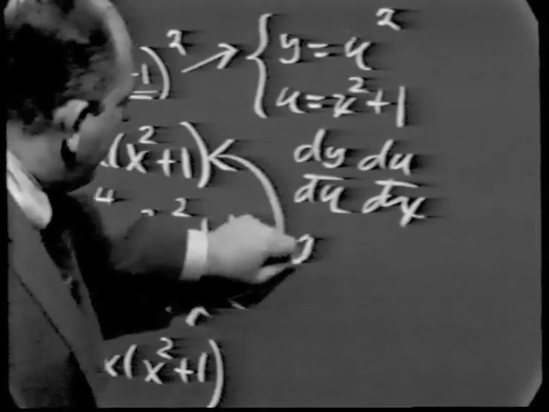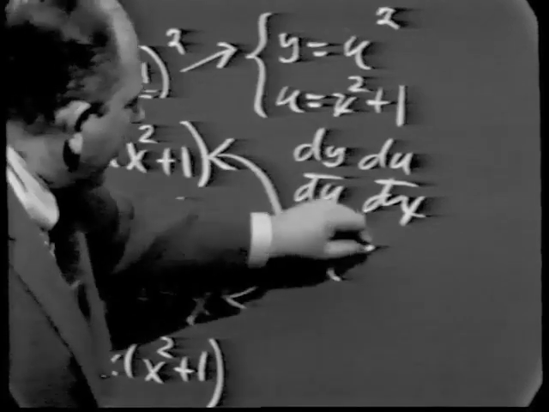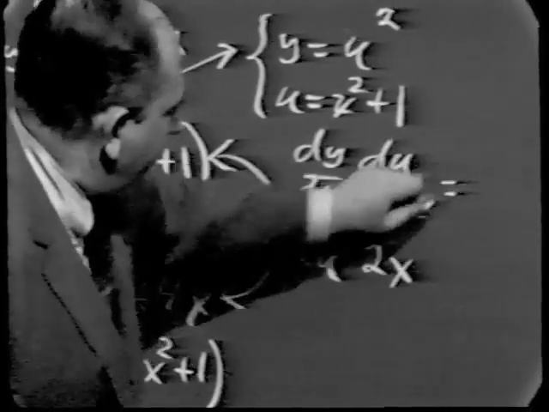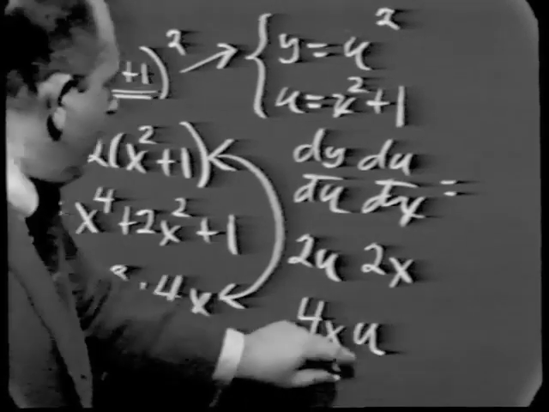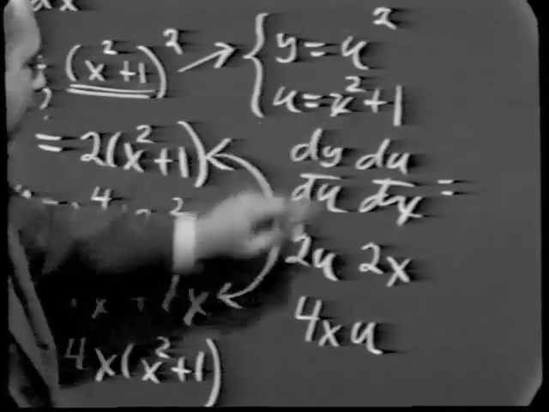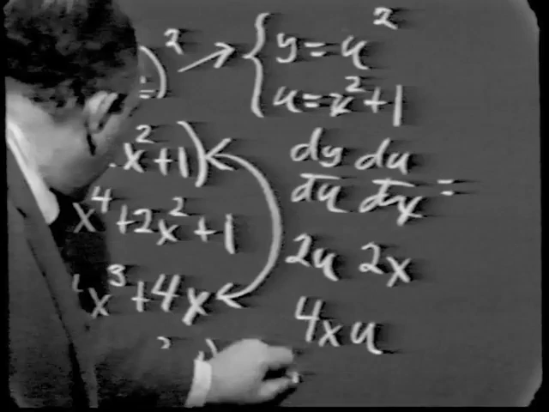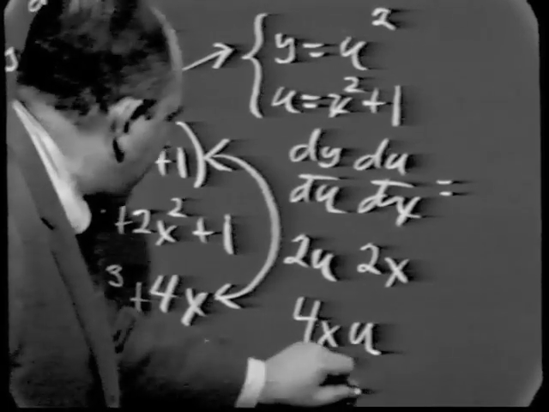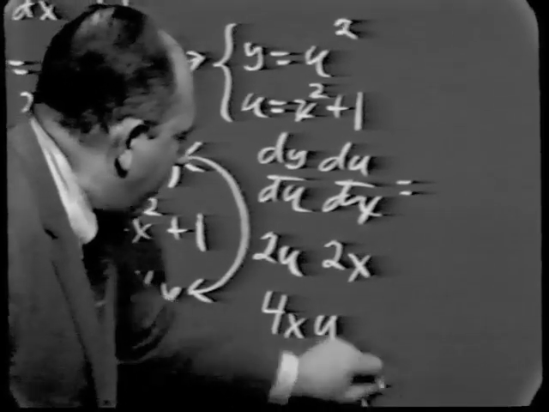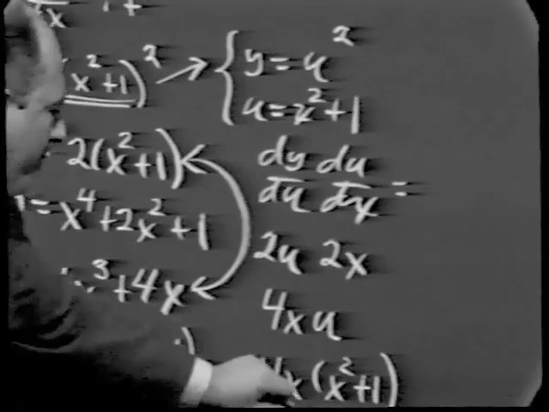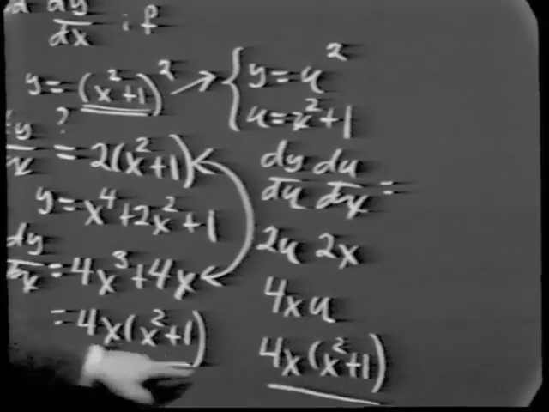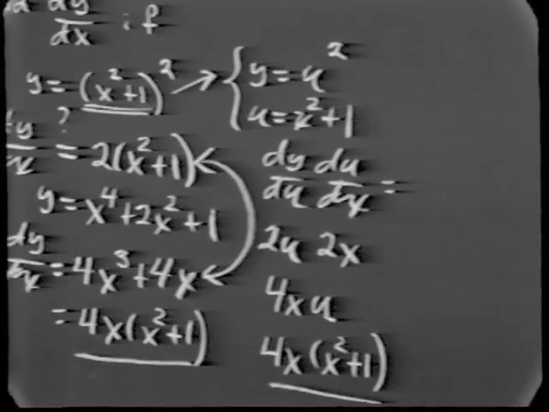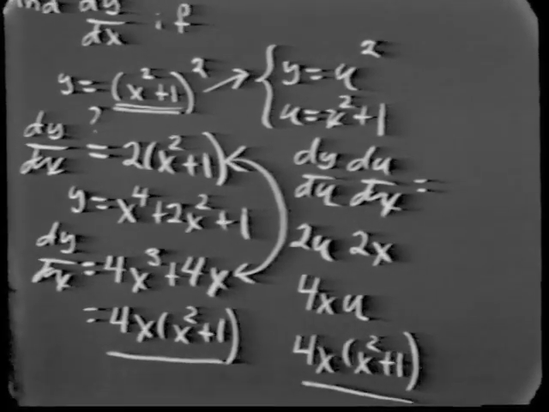dy/du is 2u, du/dx is 2x. That gives us 4x times u. u is x squared plus 1, and so this becomes 4x times (x squared plus 1). And if we now compare this with what was the correct answer, we see that in this case, everything worked out fine.